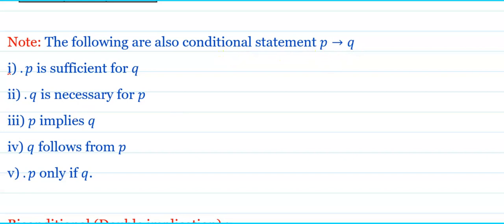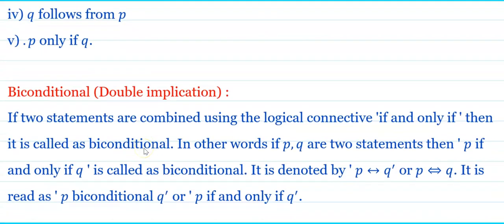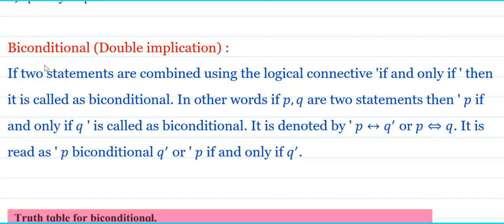P implies Q. P is a sufficient for Q. Q is a necessary for P. P implies Q. Q follows from P. P only if Q. Yeah. Okay. Now the biconditional means what?